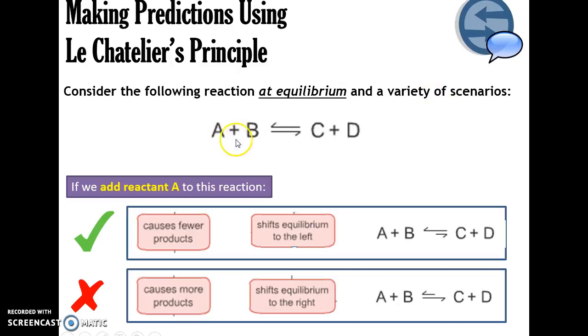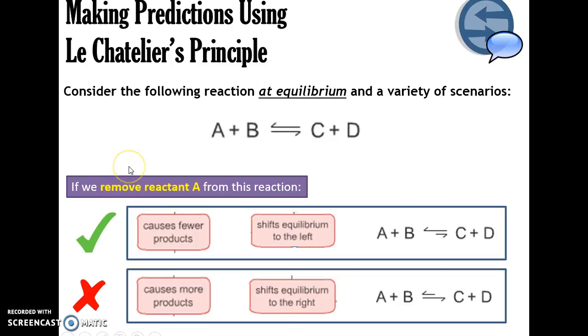Let's say, for example, we have A plus B yields C plus D, and C plus D can go back and yield A plus B. Now, if we add reactant A, what do you guys think is going to happen? Good, so you should have said it will cause more products to form. If we add more of our reactants, that means our reactants are off balance in our equilibrium. We have too many of them, so they're going to be converted to products. So this will shift equilibrium to the right.